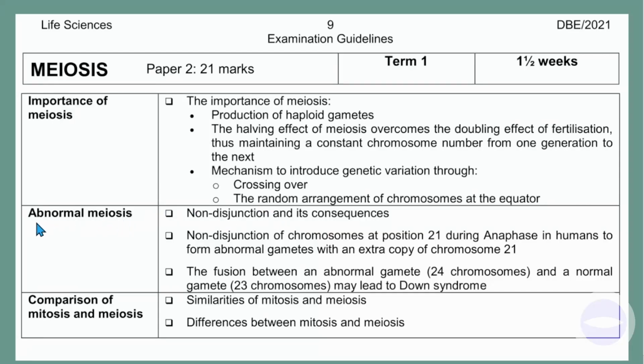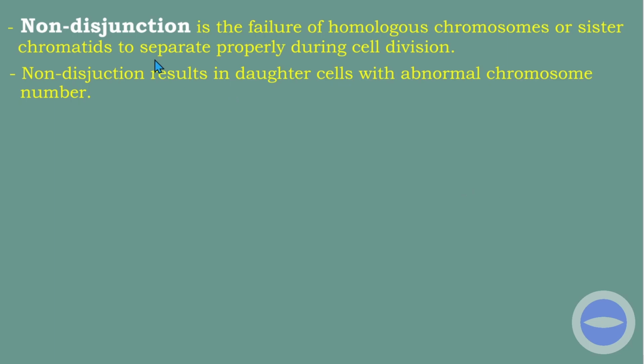Now we go to abnormal meiosis, non-disjunction and its consequences. So firstly, let me define non-disjunction.